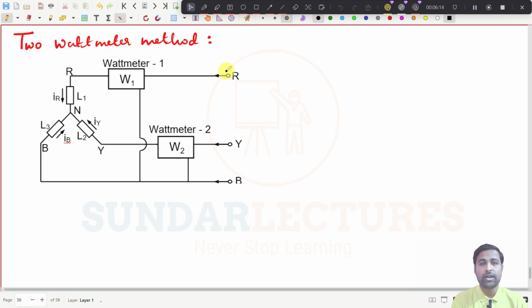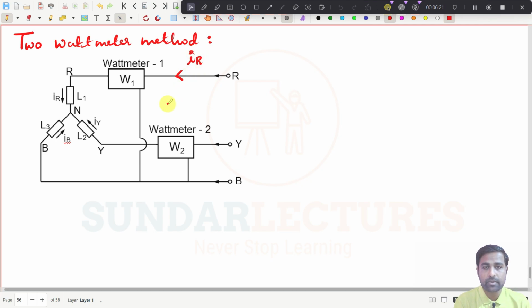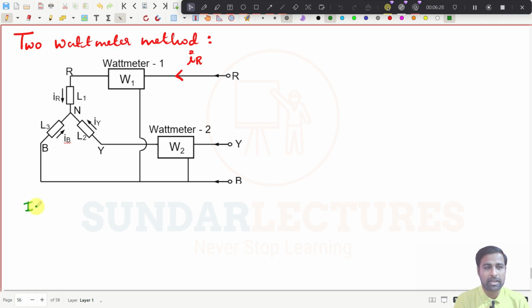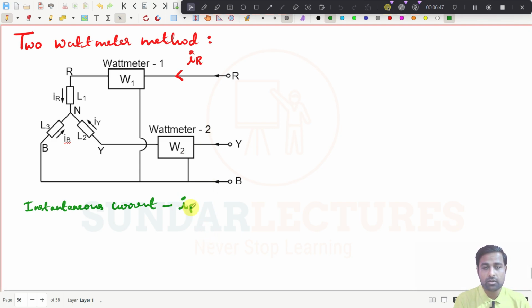See here, what is the current in this wattmeter? This current is IR, right? Maybe I will write it down. The instantaneous current. Maybe I will take it in small letter. That is very easy. So it is IR.